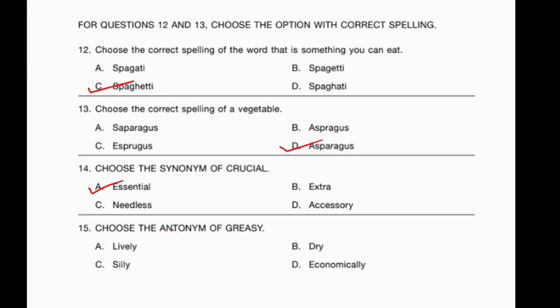Next, choose the antonym of greasy. Antonym means opposite. What do you mean by greasy? Something very sticky, oily. So you have to find the opposite of that. Lively, no, it is not. Greasy, oily, it can be dry. We can consider this. Silly, no, silly means foolish, so there is no relation between greasy and silly. And economically, again, there's nothing related. So the correct answer can be dry. This is our correct answer.